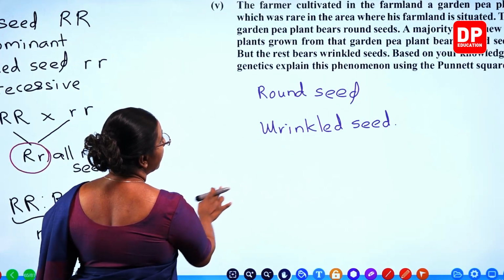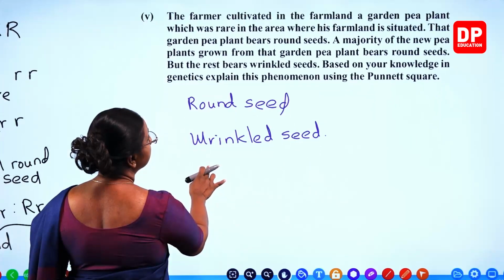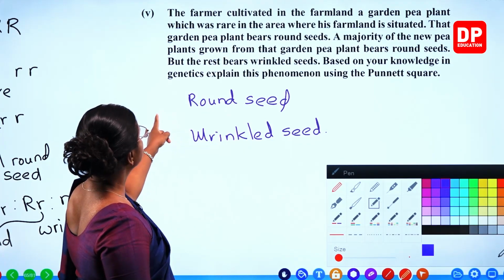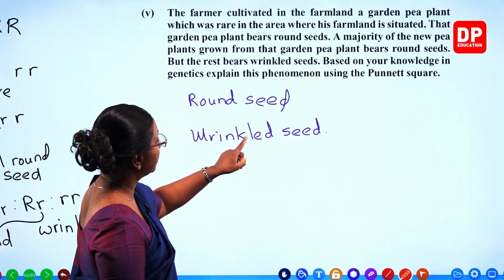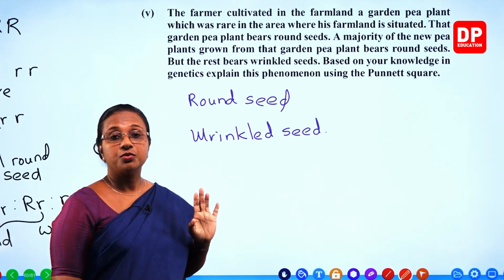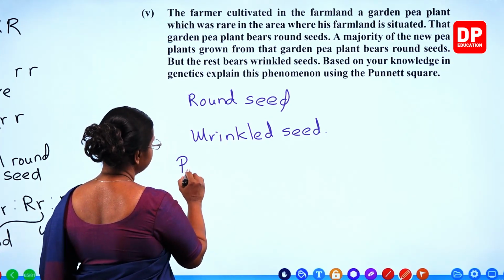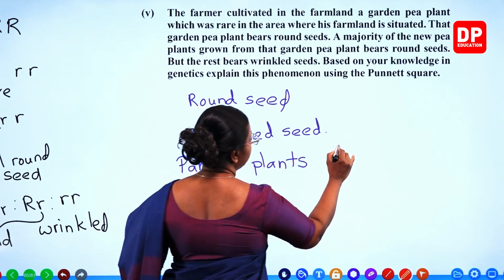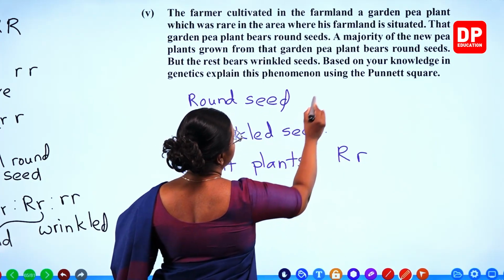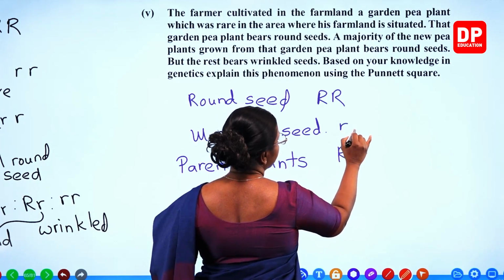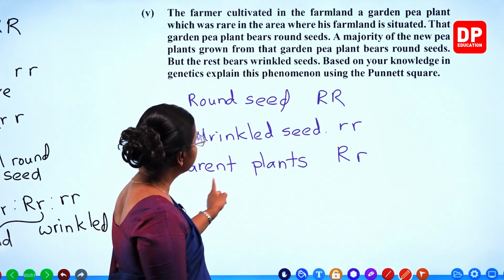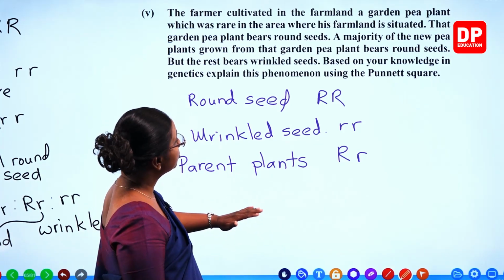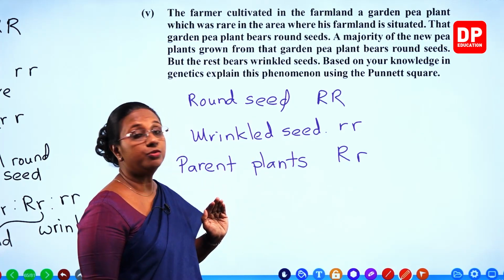Here. Now, if you look at the question, you can see, based on your knowledge in genetics, explain this phenomenon using the Punnett square. So, here you all know the parent plants should be capital R, simple r. Round seed is capital R, wrinkle seed will be simple r, but the parent plants will be capital R, simple r, heterozygous. Then you need to show the Punnett square only for the new generation.